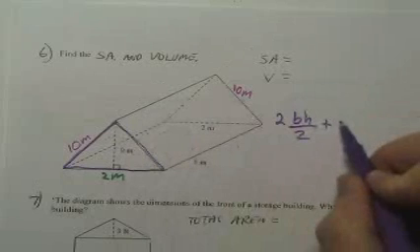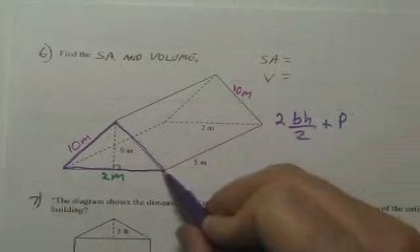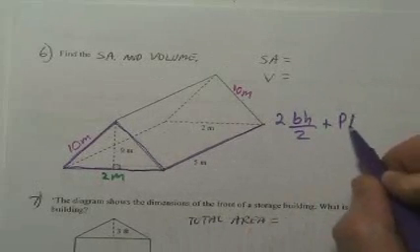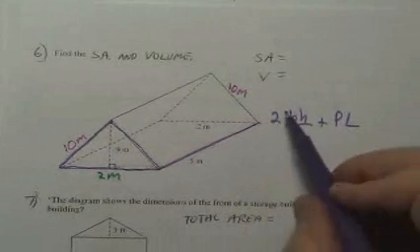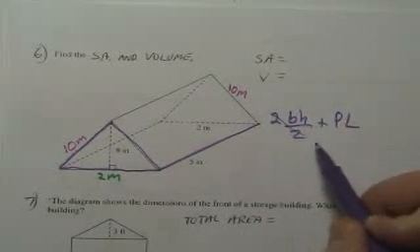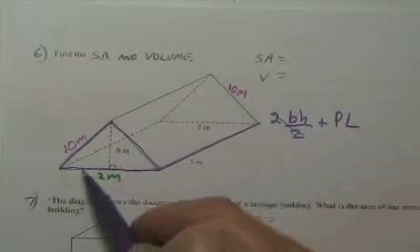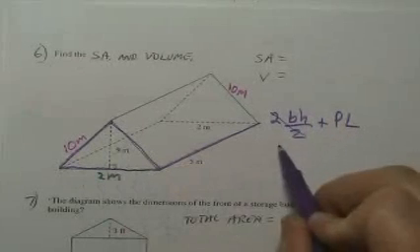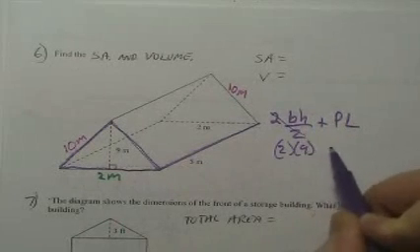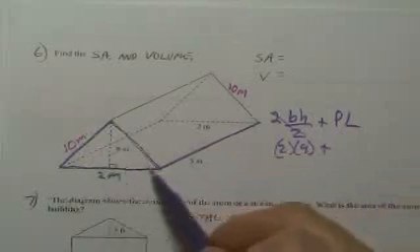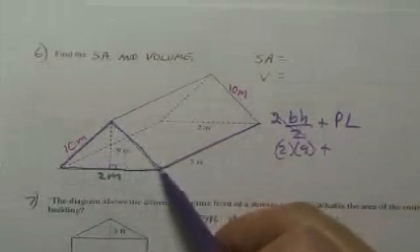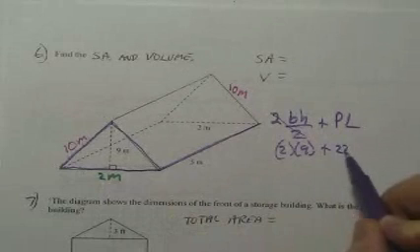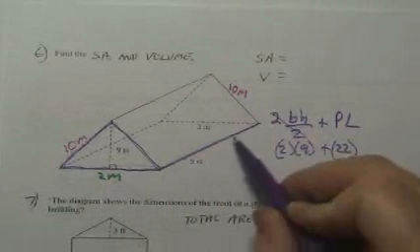The perimeter times the length. So I just have to put in the numbers. Notice the 2's cancel out. So base times height, that's 2 times 9. Plus perimeter's going all the way around. That's 10, 20, 22. And the length is 5.